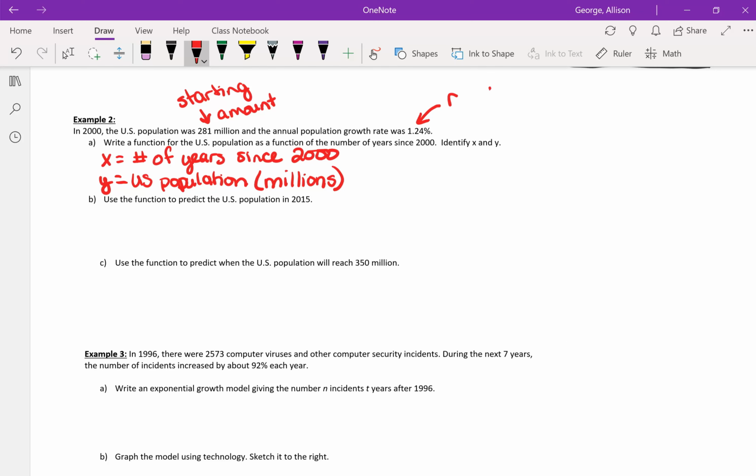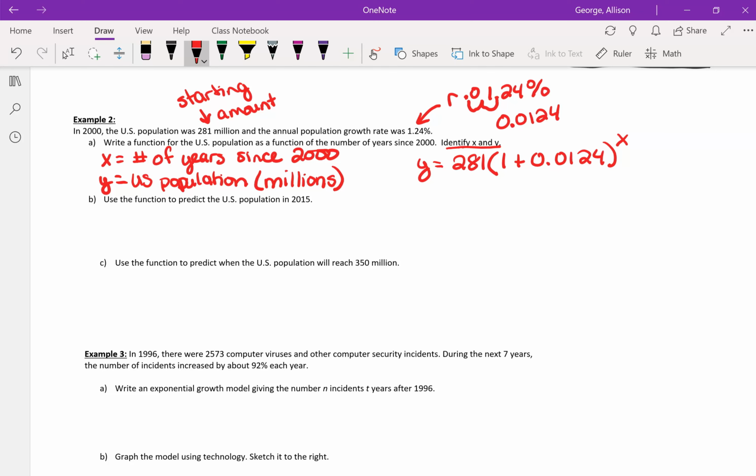So it's 1.24%. To turn it to a decimal, you're taking that decimal place and moving it 2 places to the left. So we're going to end up with 0.0124 as our R when we plug that into the formula. So it's going to be y equals 281, because that's our starting amount, times 1 plus 0.0124, and then there's our x. You could also use t. I'm using x because that's what they specified in the problem.